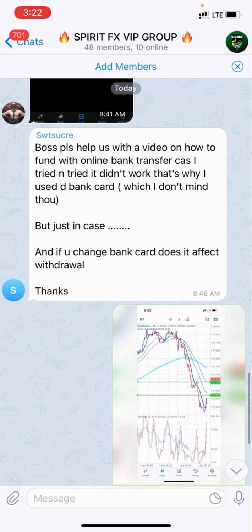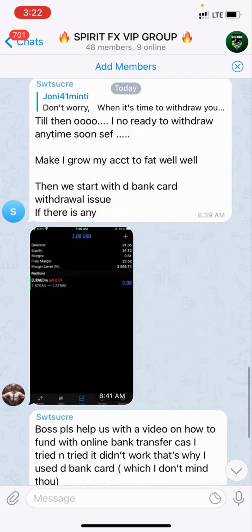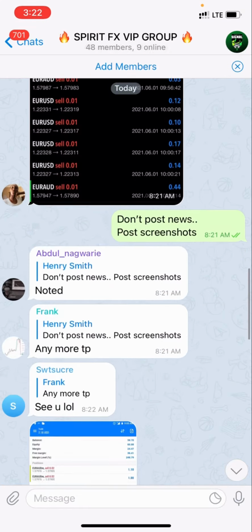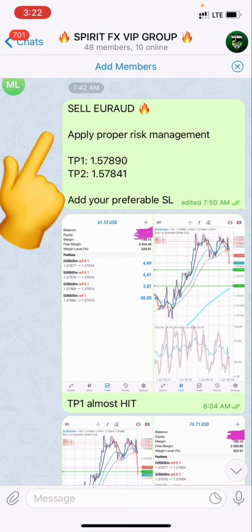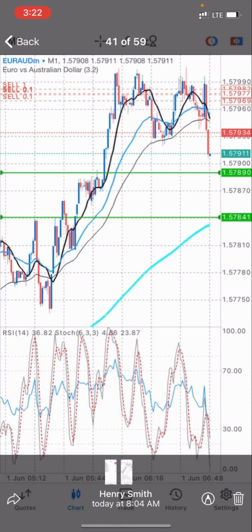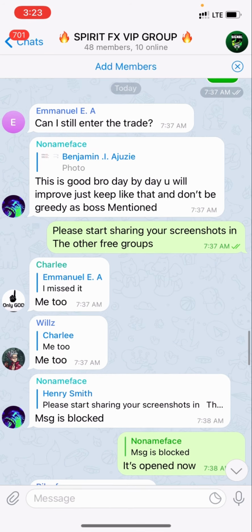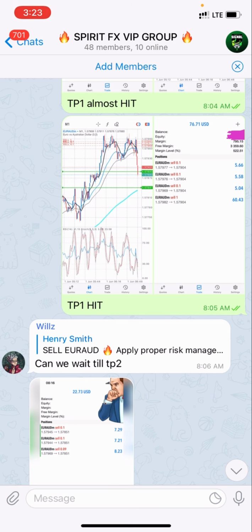All right, let me scroll up. If you check this screenshot here, I said both new TP hits. These are new TPs. But let me scroll up to show you where I dropped the signal. As you can see, this is the signal. I said sell EUR/AUD, apply proper risk management, TP1 and TP2. So as you can see, this is the first screenshot that showed that we are actually on the right track, heading towards the TP1. Let me go back. Now, this is me saying TP1 hit.